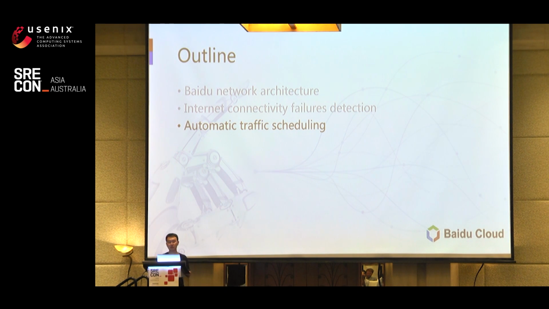Okay, we have introduced the types of internet connectivity failures and the automatic detection method. Next, we look at how to implement automatic traffic scheduling to solve network failures.